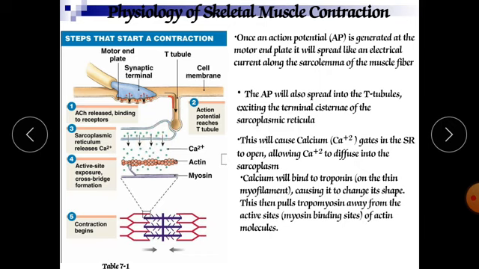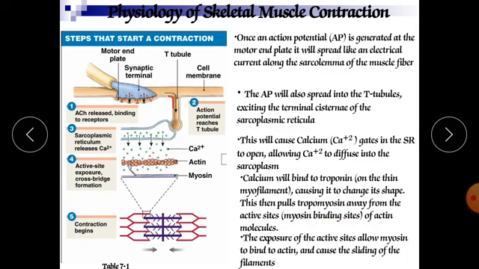It will change its shape. Then it pulls tropomyosin away from the active sites for myosin. To this actin the tropomyosin has already been bound, but when the calcium binds with the troponin, the tropomyosin automatically uncovers the actin, and this actin is now ready for binding with the myosin, and it will produce the contraction. So in this fashion the contraction will occur.